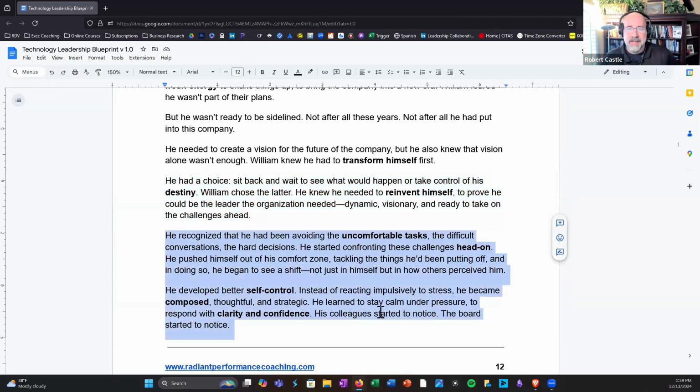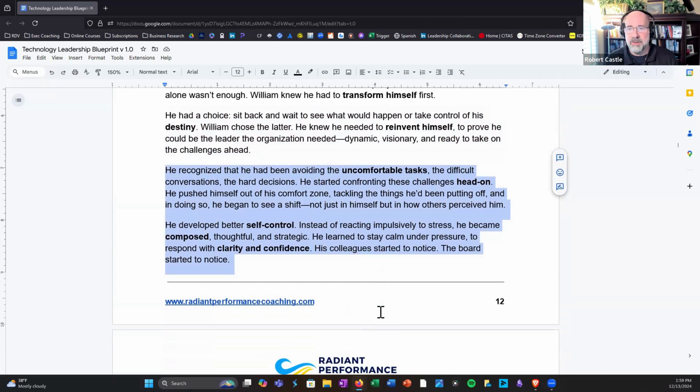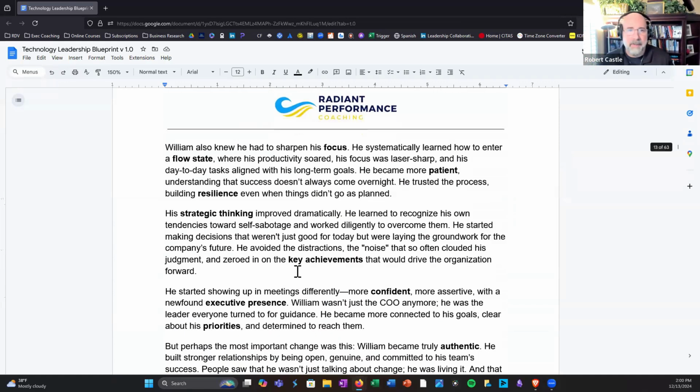He recognized that he had been avoiding the uncomfortable tasks, the difficult conversations, and the hard decisions. He started confronting these challenges head on. He pushed himself out of his comfort zone, tackling the things that he had been putting off. And in doing so, he began to see a shift, not just in himself, but in how others perceived him. He developed better self-control. Instead of reacting impulsively to stress, he became composed, thoughtful, and strategic, and he learned to stay calm under pressure, to respond with clarity and confidence. His colleagues started to notice, and the board started to notice.